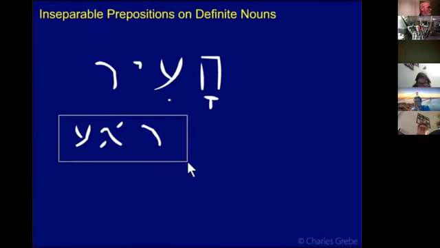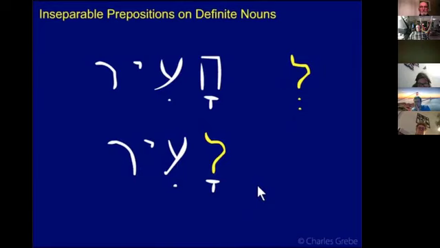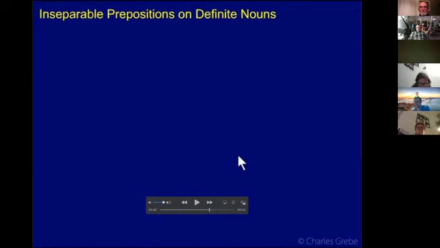Let me get rid of this here. So what happens now when we put, let's say, le on there? We just replace this with this, so we get, and I'll change my color back to emphasize that nothing else is changing. Ha-ir becomes la-ir. The compensatory lengthening remains, even with the inseparable preposition. Let's take a look at another one. Oh, even terug.